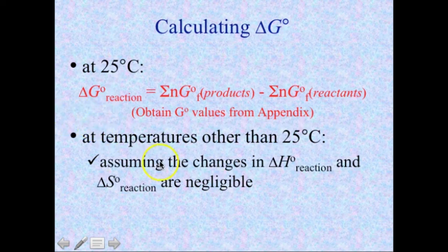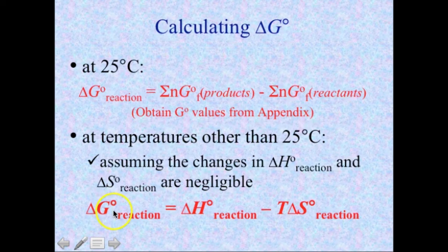If you're not at 25 degrees, you can assume that the changes in enthalpy and entropy are negligible at temperatures other than 25 degrees. So you can calculate the free energy change at a temperature other than 25 degrees by using the free energy equation, delta H minus T delta S. Calculate your delta H and delta S from the tables at 25 degrees. It's not going to be at 25 degrees, but the values of delta H and delta S aren't going to change that much.